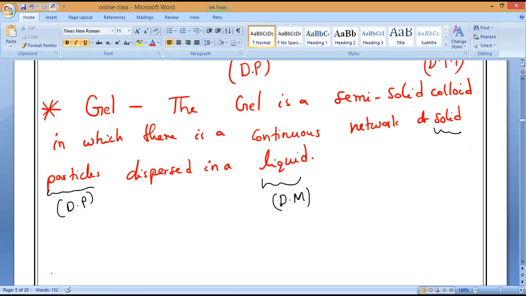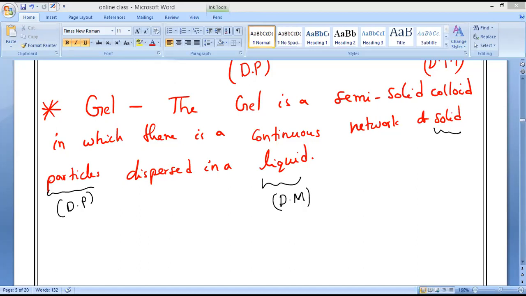Sir, but in the book they say the dispersed phase is liquid and the dispersed medium is solid. NCERT. What example do they give? Jelly, cheese, and butter. Jellies, cheese and butter come under emulsion, and cheese also comes under that only. So let it be. But gel means, like hair gel, which we use for our hair. A continuous network of solid in a liquid is called a gel. So the dispersed phase is solid.